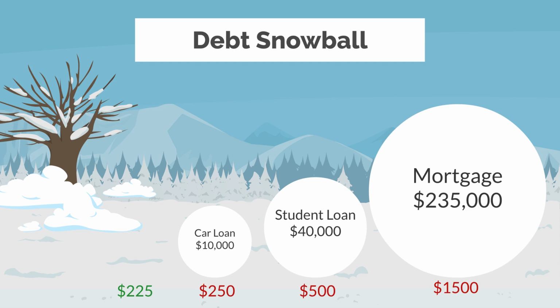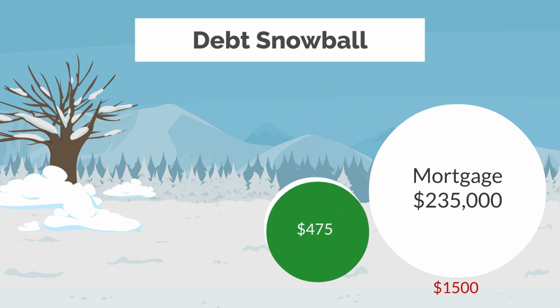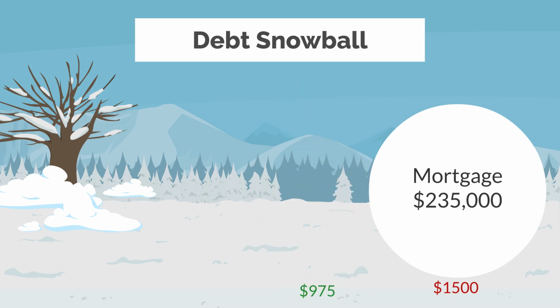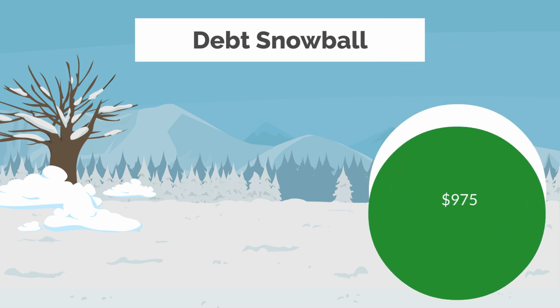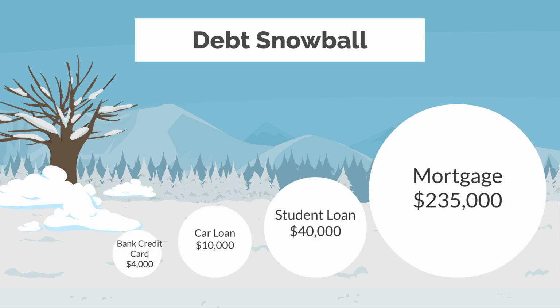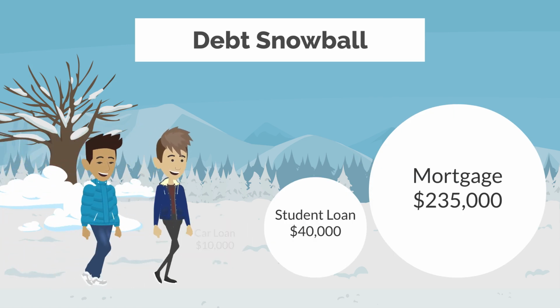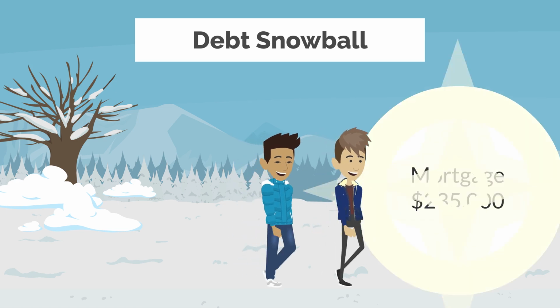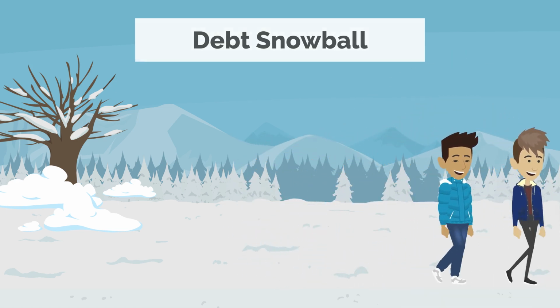For your next debt, you would have $225 extra each month to apply to your car loan. Pay this amount monthly until this debt is paid off. Keep doing this with each debt until you have repaid all your debt. Many people like the debt snowball method because it helps to pay debts back quickly, which can help with motivation to continue with debt repayment.